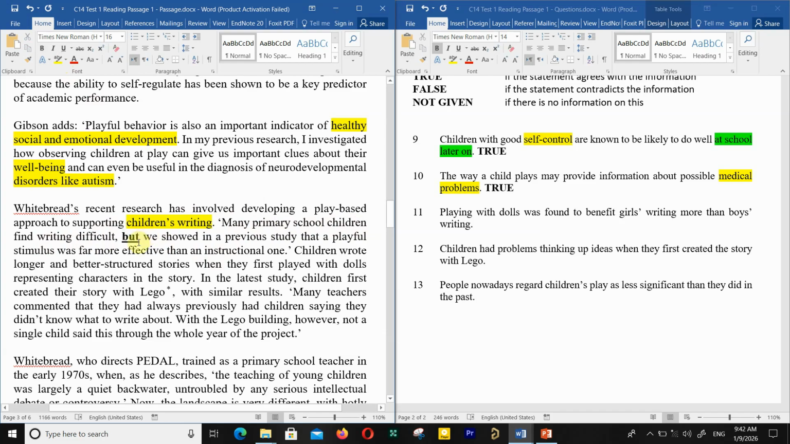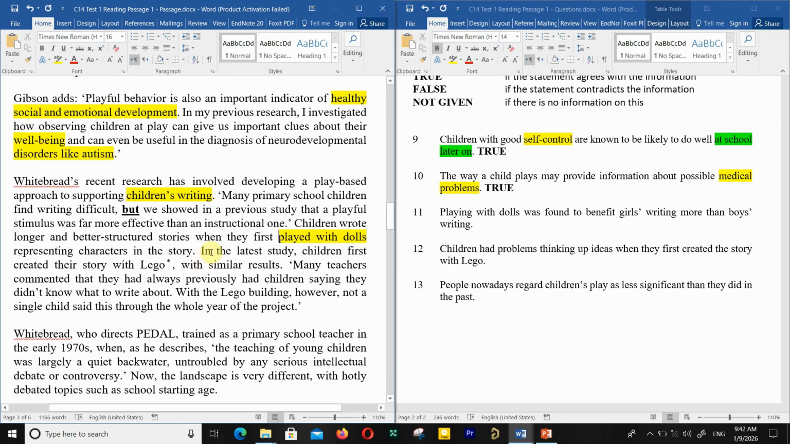But we showed in a previous study that a playful stimulus was far more effective than an instructional one. Children wrote longer and better structured stories when they first played with dolls, representing characters in the story. So there is nothing about boys and girls in here. For now, maybe this is not given, okay?